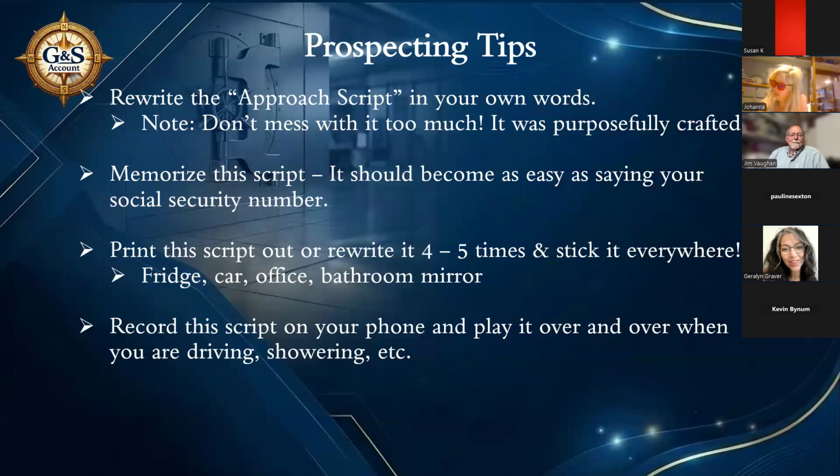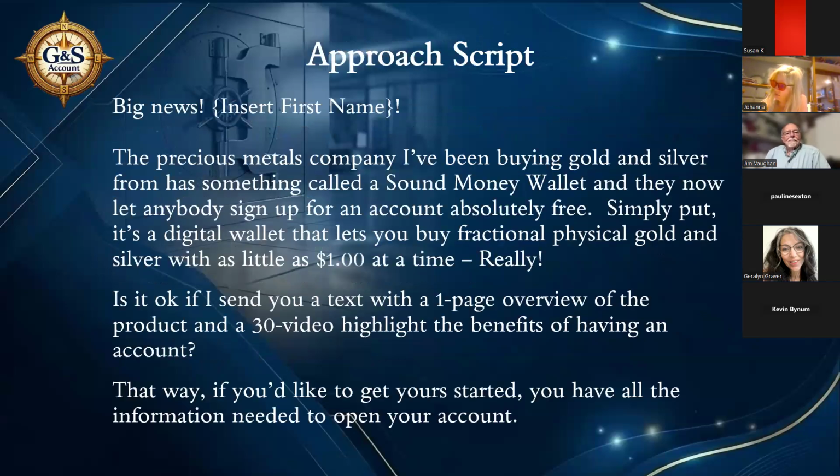And then when I was ready to start talking to my friends and family, prospecting them personally, I wanted to make sure that I didn't fumble and bumble over all this stuff. So what would I do? I would take that script, let me back up here, and I would get my recorder out and I would do exactly like this. Big news. The precious metals company I've been buying gold and silver from is something called the Sound Money Wallet, and they now let anybody sign up for an account absolutely free. Simply put, it's a digital wallet that lets you buy fractional physical gold and silver with as little as $1 at a time.